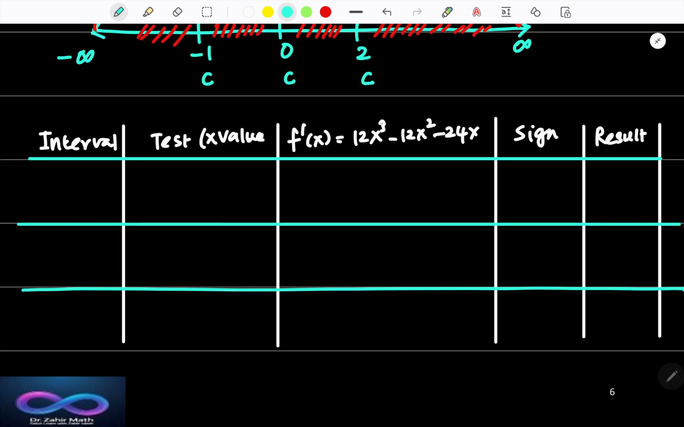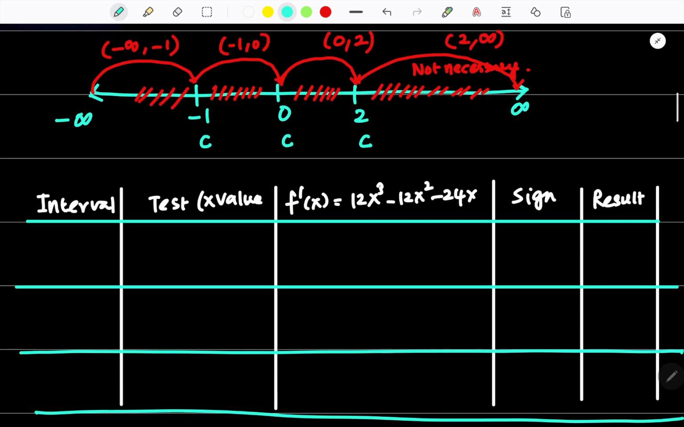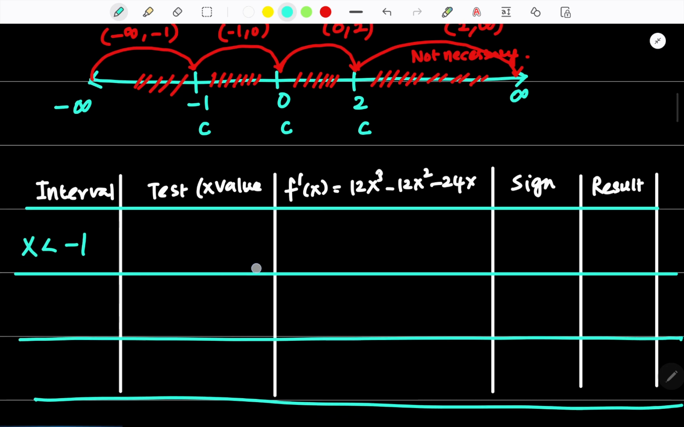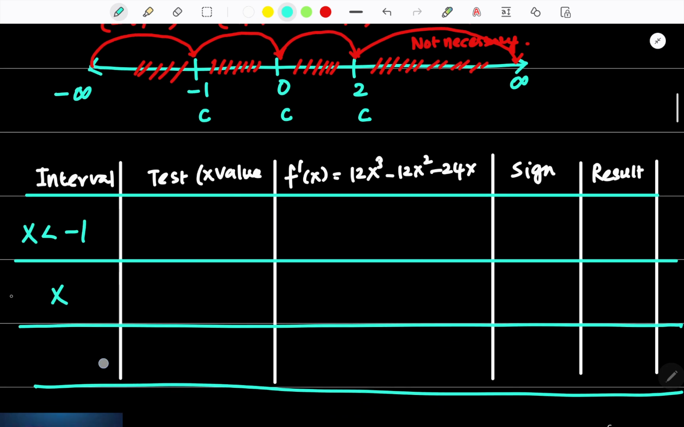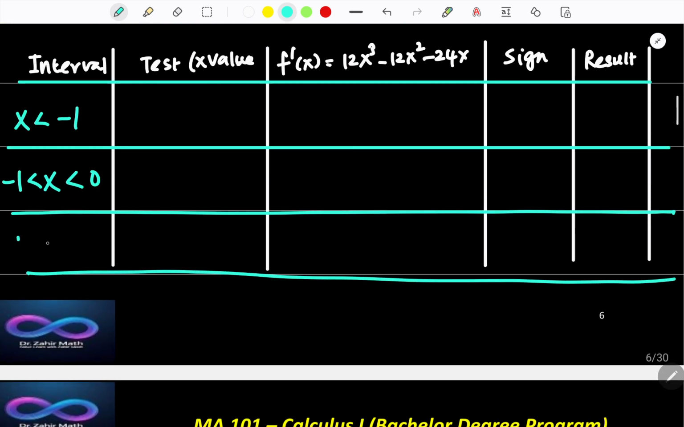Now I'm going to create the table with these values, so it's easy for you to make. The first is x value less than -1. The next is x lies between -1 and 0. And the next is x lies between 0 and 2.